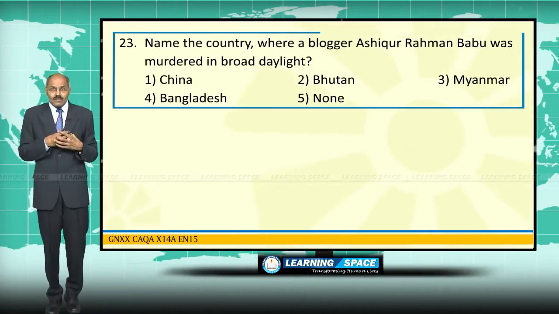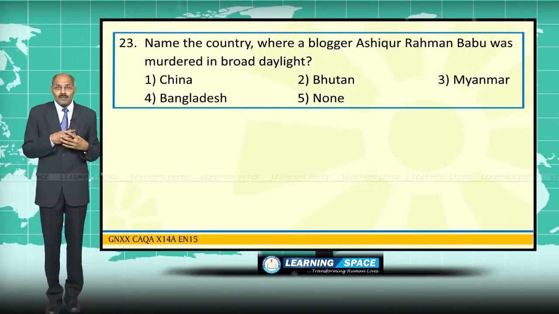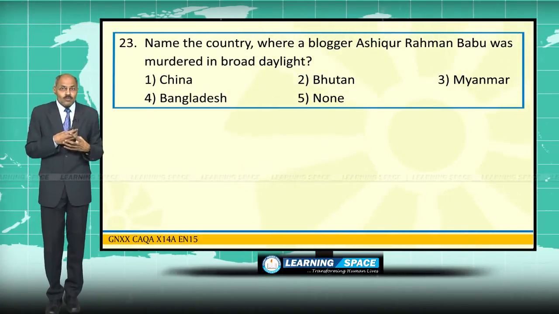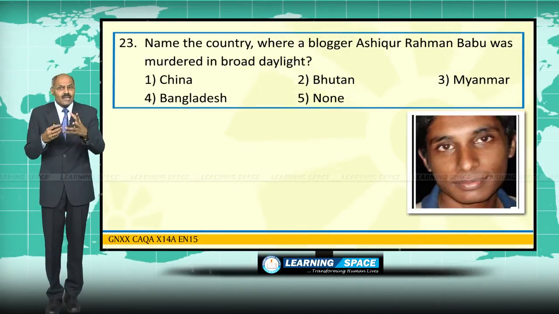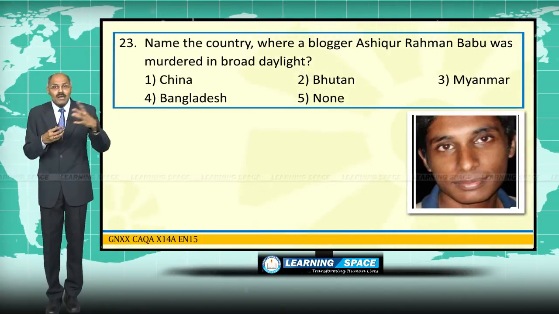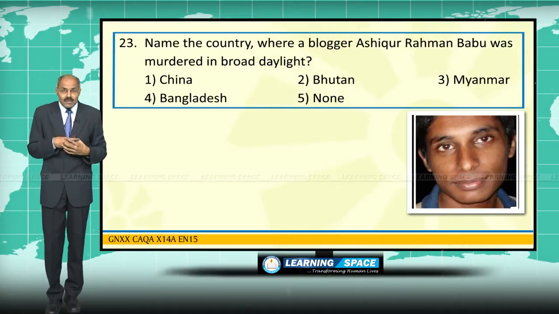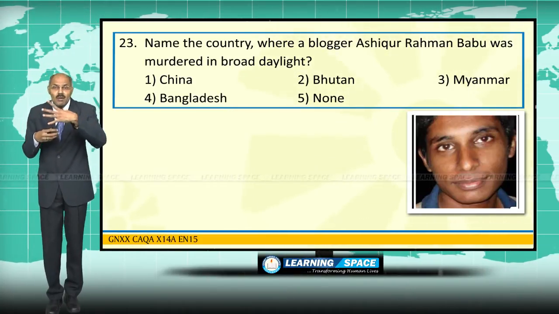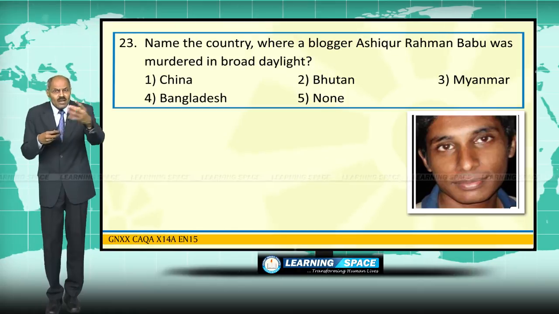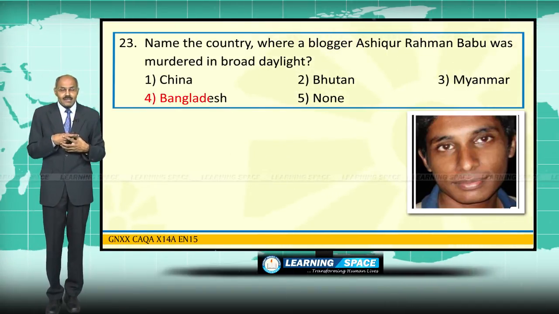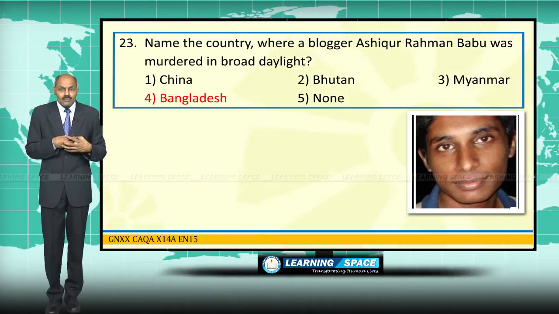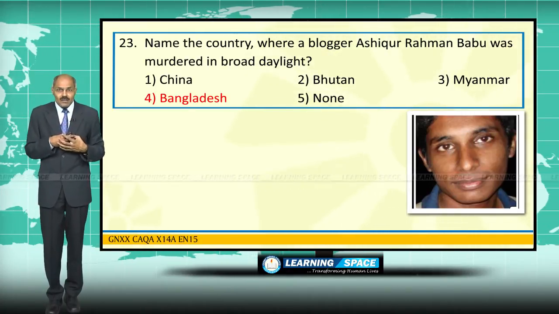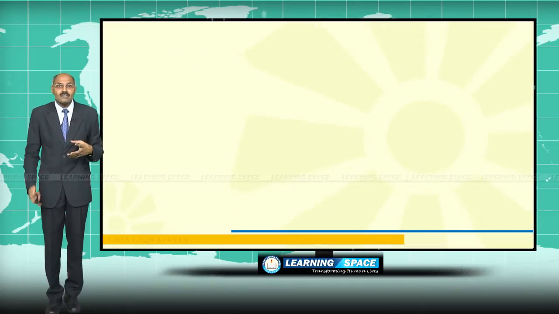Name the country where a blogger, Ashikur Rahman Babu, was murdered in broad daylight. Hardly a month ago, a blogger, Avijit Roy, was murdered, and now Ashikur Rahman Babu was murdered. The country we are talking about is Bangladesh, and it raises several questions with regard to the freedom of speech and expression in Bangladesh. Friends, look at the next one.